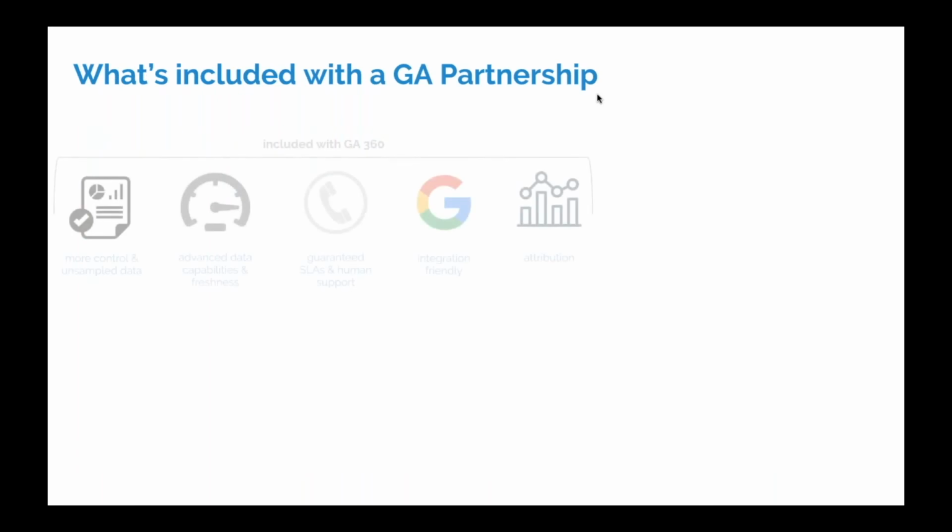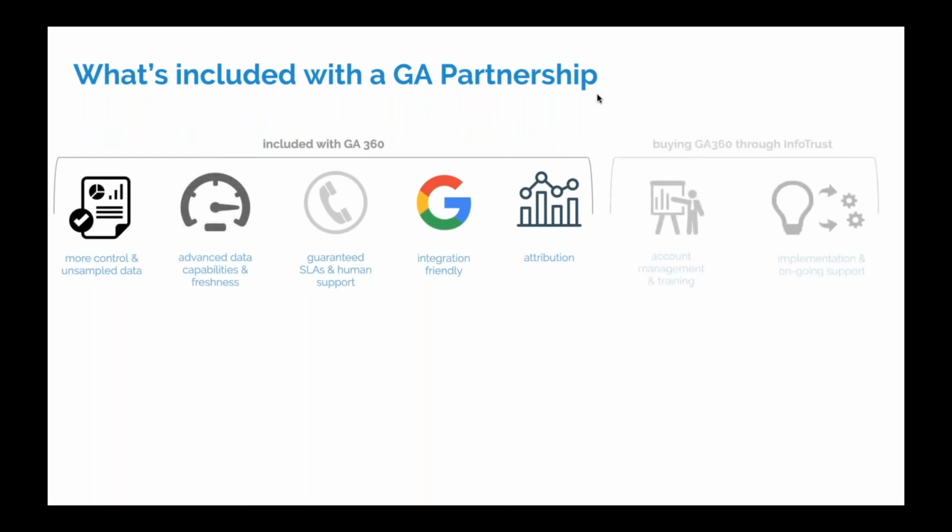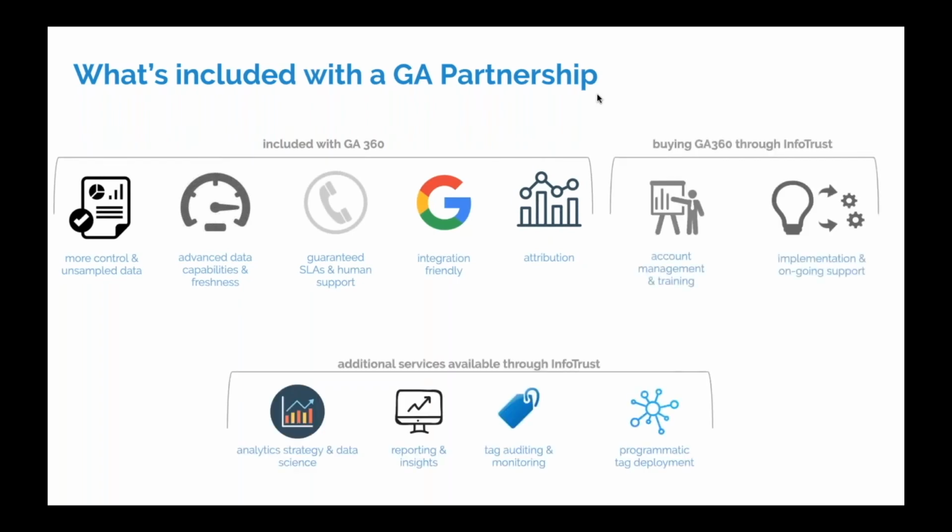So a few things as far as what's included with the partnership. We've mentioned what's included with 360: unsampled data, data freshness, an SLA, integrations. When you work with InfoTrust, you'll also get dedicated account management, support representation, ongoing implementation and support, and certainly also access to our other suites of tools and our other teams, like our data science team, engineering team, integrations team, tag management team, all of that kind of stuff. So lots of advantages of using a partner like ourselves, and the price is the exact same. It's still $150,000 a year.